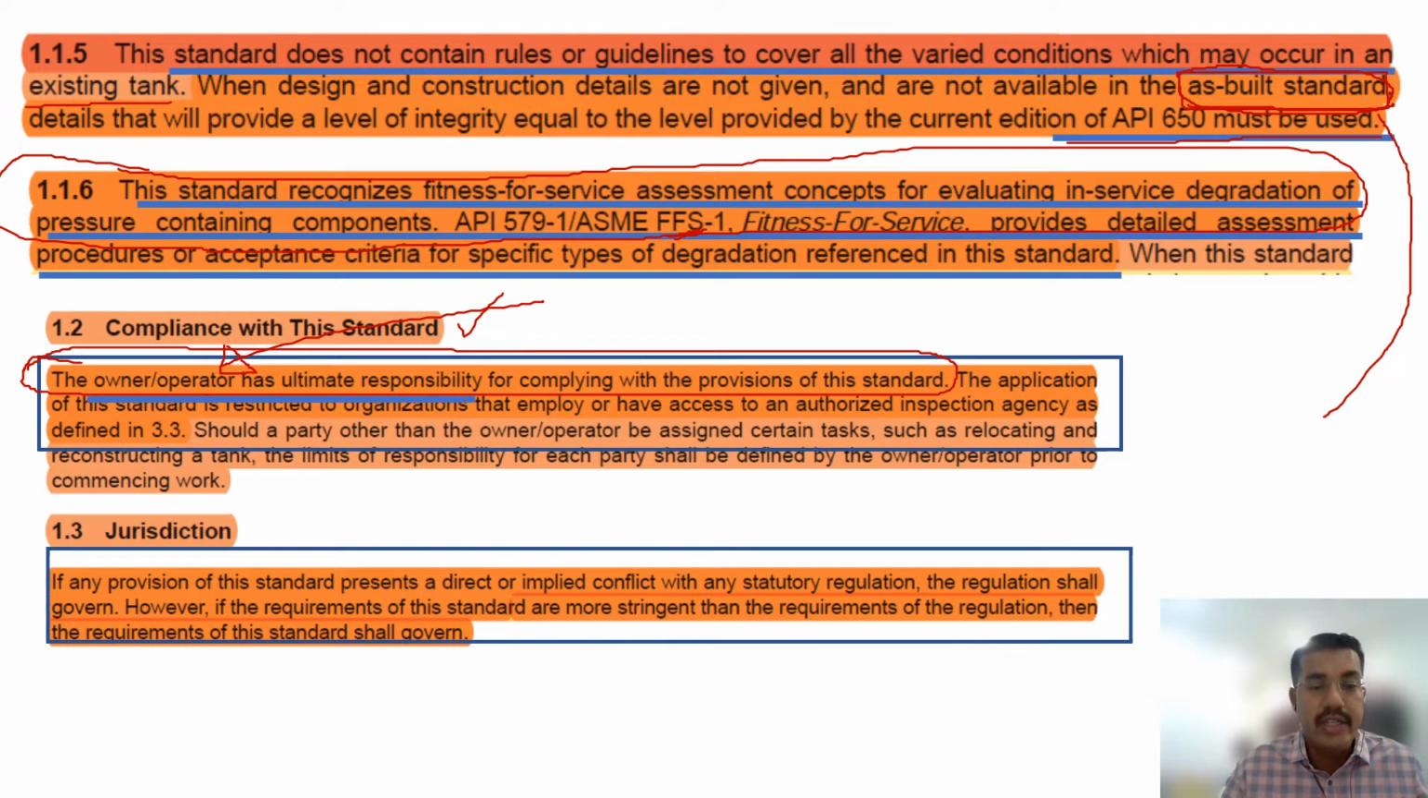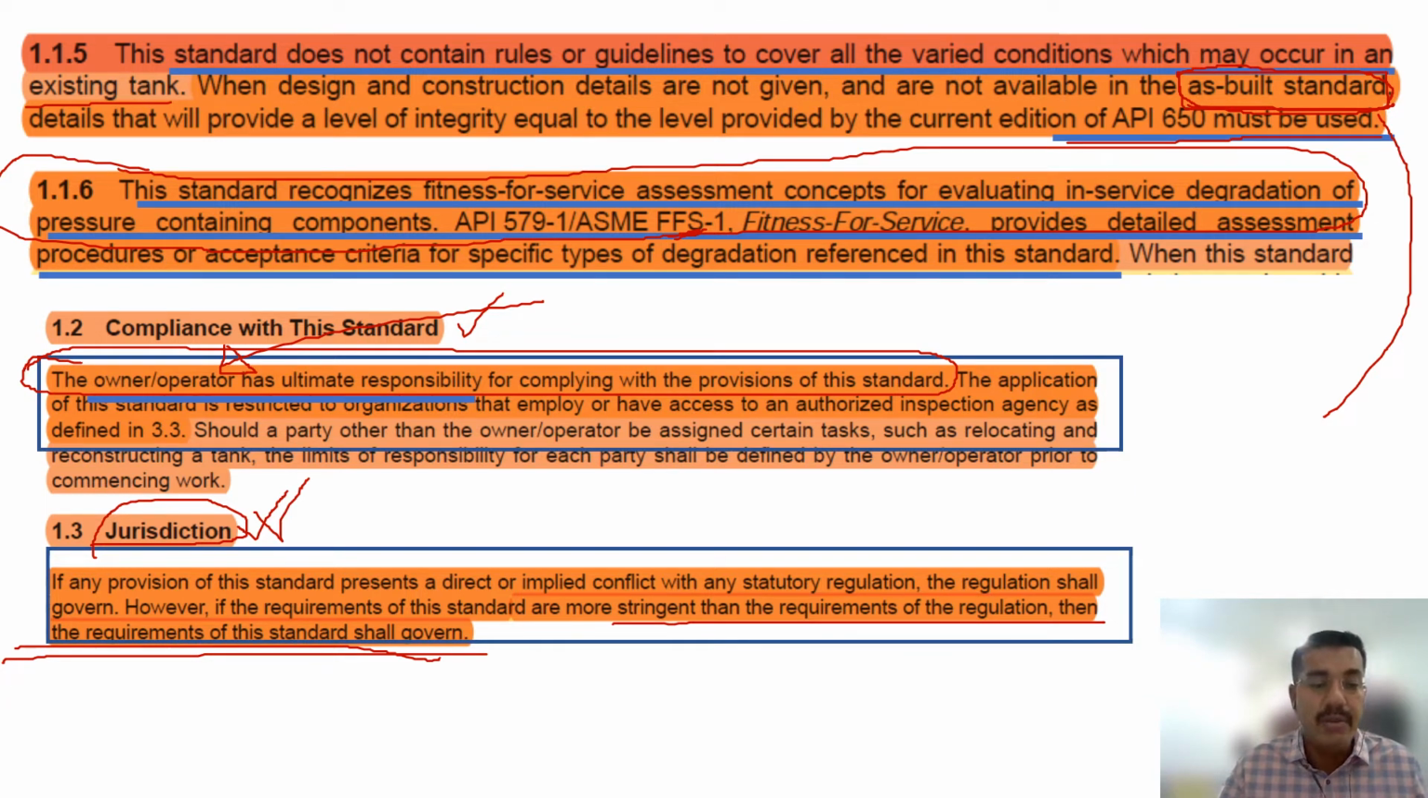Okay, jurisdiction, what I told last time, it is local authority. Okay, if any provision of the standard presents a direct or implied conflict with any statutory regulations, the regulations shall govern. However, if the requirements of the standard are more stringent than the requirements of the regulations, then the requirements of the standard shall govern. That means always it is telling whichever is more stringent, whichever is more strict, we have to follow that standard. Okay, local jurisdiction also same. When we check for API 650 and API 653, then we told API 653 will be governed.